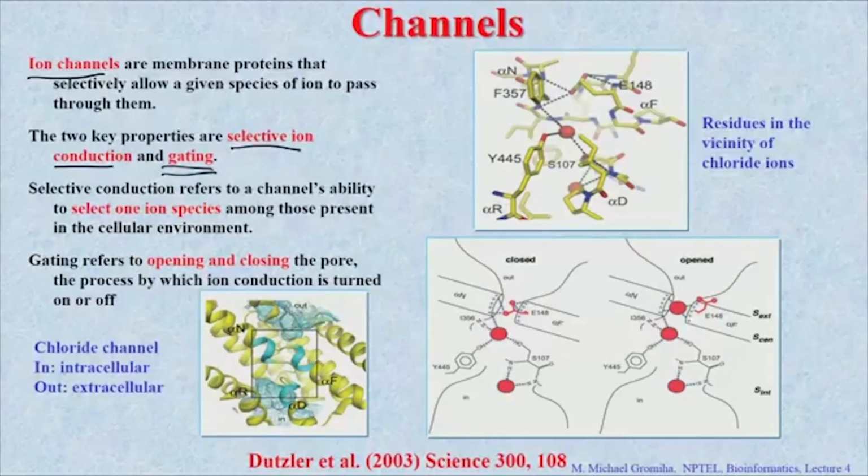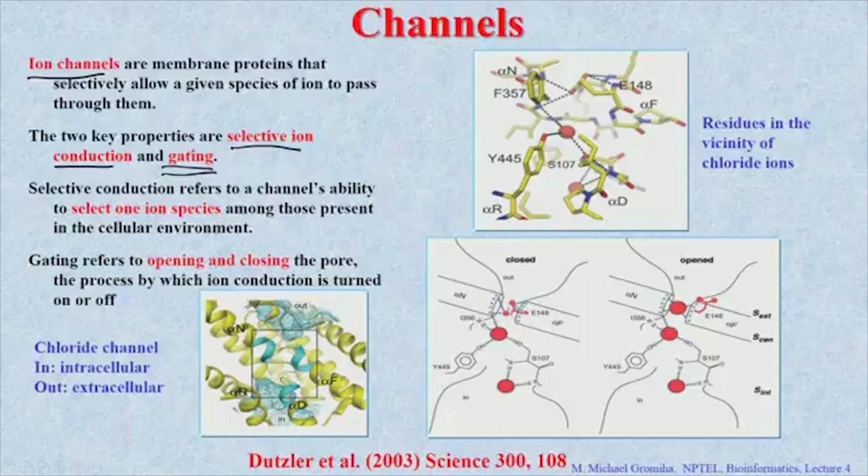The second is gating. Gating means in some cases the channel opens, so it allows ions to pass through, and in other cases it closes the channel. In that case the molecules cannot enter these channels. If you see this example, it shows the closed and open conformation. Here the ion wants to be transported through this membrane, and here you see glutamic acid 148, which is inside the membrane.